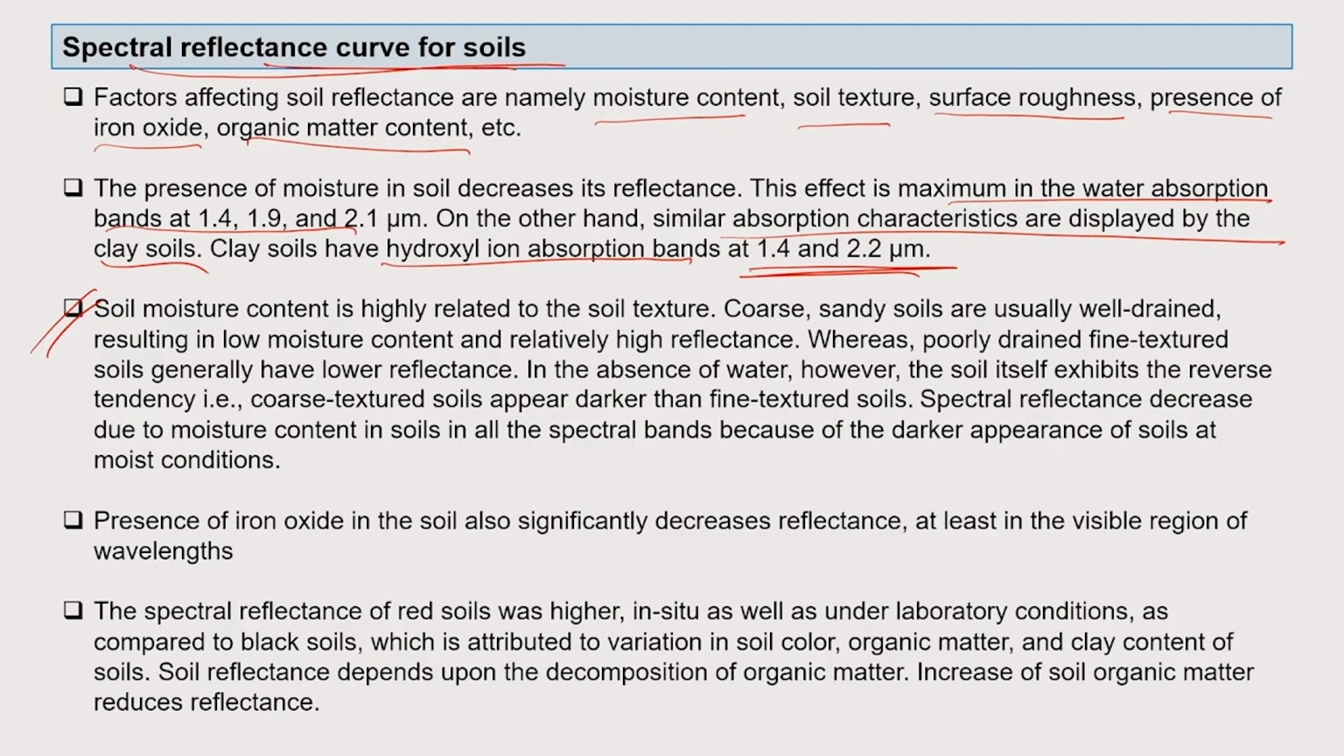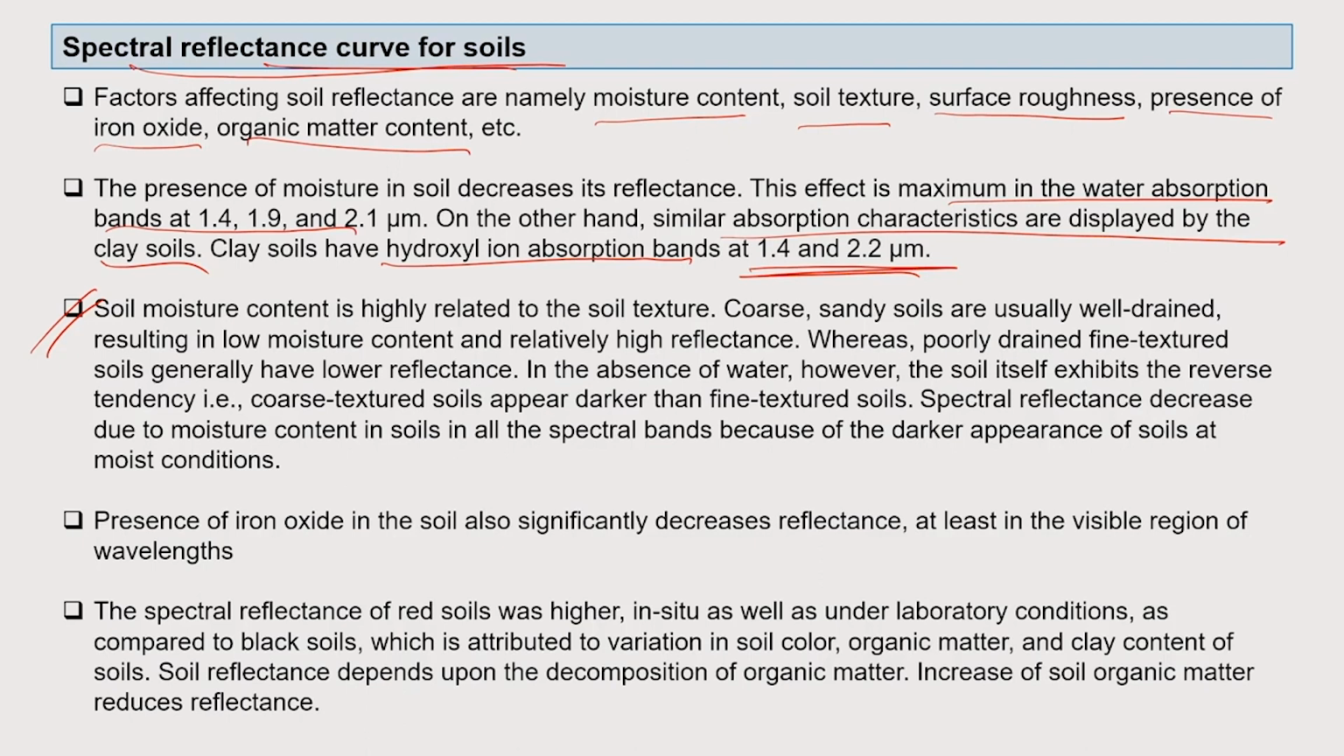Now, soil moisture content is highly related to the soil texture, because we have three different soil texture classes: coarse, fine, and medium, which is largely clay, sand and silt, divided into three fractions. So, clay is the fine soil, sand is the coarse soil and silt is in between these two.